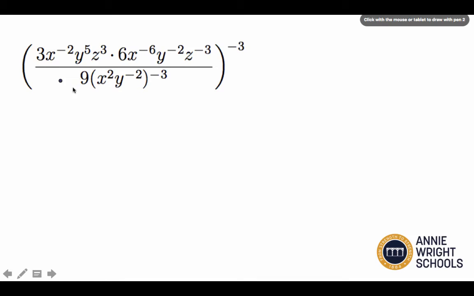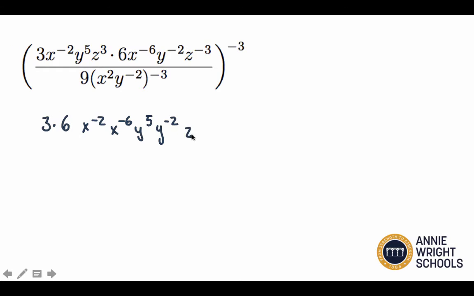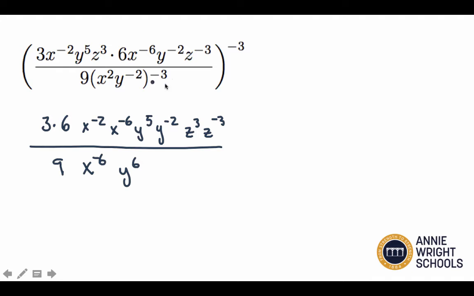This is a problem where I'm going to simplify inside this big parenthesis before I worry about this. So I've got 3 times 6, x to the negative 2nd, x to the negative 6th, y to the 5th, y to the negative 2nd, z to the 3rd, z to the negative 3rd, divided by 9, notice the 9 is not being raised to this negative 3 power, x to the negative 6th, y to the positive 6th. Negative 2 times negative 3 is positive 6. This whole mess is going to be raised to the negative 3rd power once I simplify.